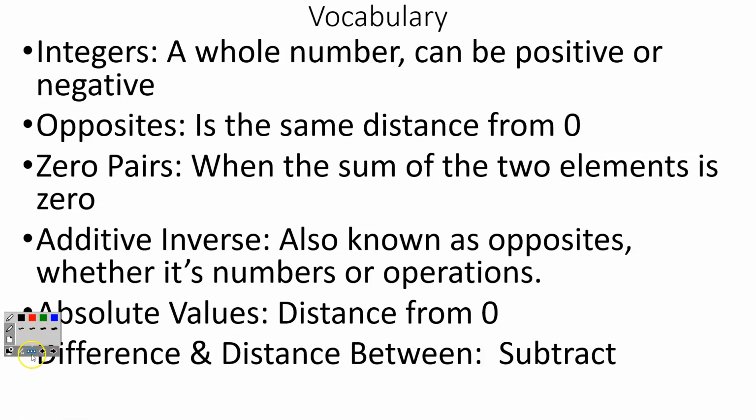First off, here's the vocabulary that we learned during that unit. We talked about what an integer was. It's just a whole number, positive or negative. Opposites are the same distance from 0. A 0 pair is when I have a positive and a negative, and I can put them together and they just cancel each other out. Inverse, also known as opposites. So the opposite or inverse of -5 would be +5. Absolute values just have the same distance from 0, so it's just like opposites. Difference and distance between, those are keywords. They both mean to subtract.